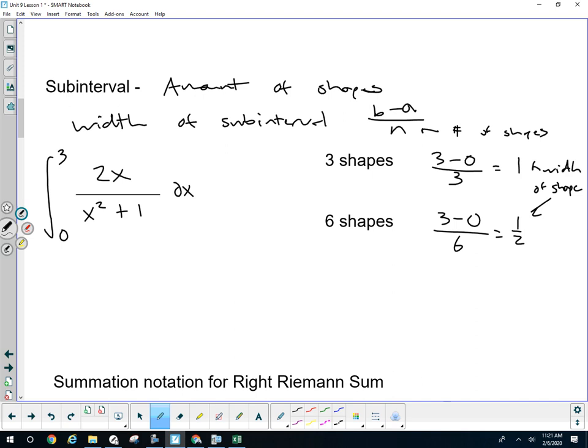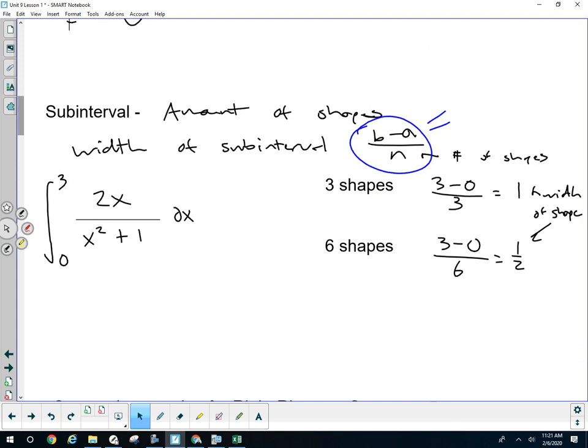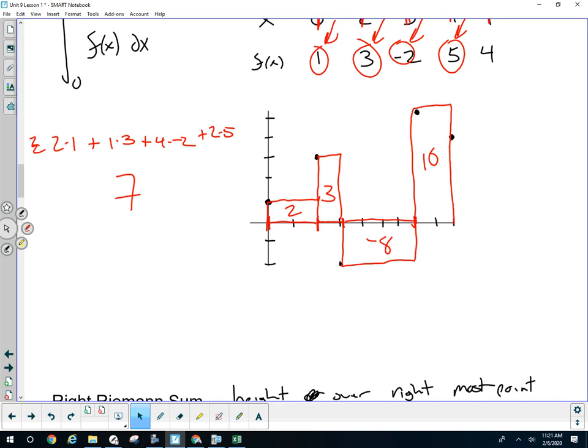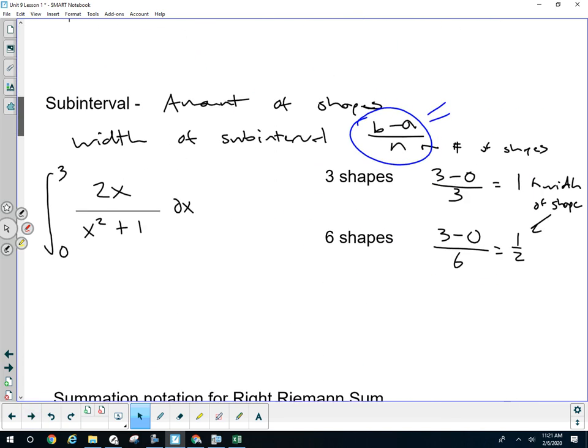Now, we're going to keep this in mind for conceptual purposes. Another thing you could call this, all of our widths for all of these situations end up where? On my x-axis, right? All of those widths are on my x-axis. So I'm going to call this (b minus a) over n, delta x. Okay, that's the width of my subinterval being an amount of shapes. All right.